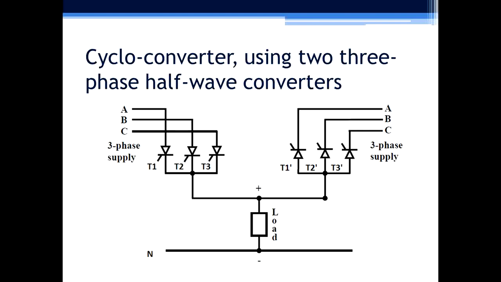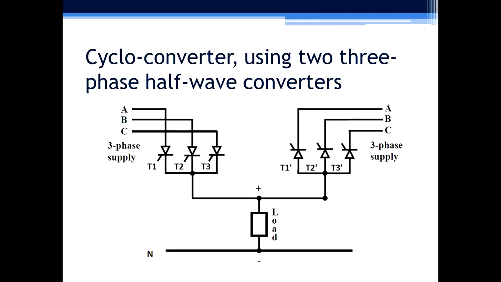Our expectation is we want to generate AC signal from 3-phase AC. 3-phase AC has to be converted into single-phase AC. So we will operate converter 1 for producing the positive half cycle of the expected output and converter 2 for producing the negative half cycle of the expected output.